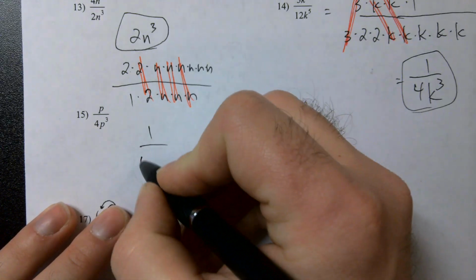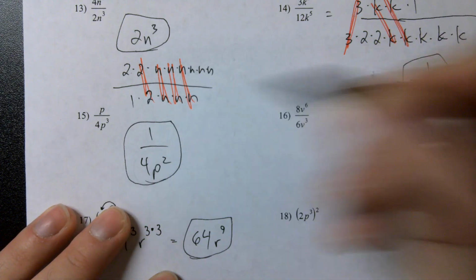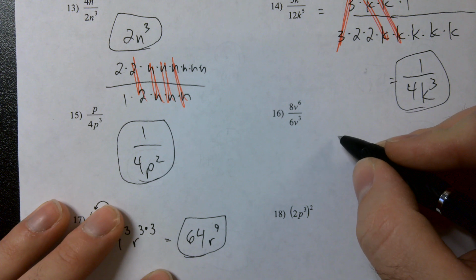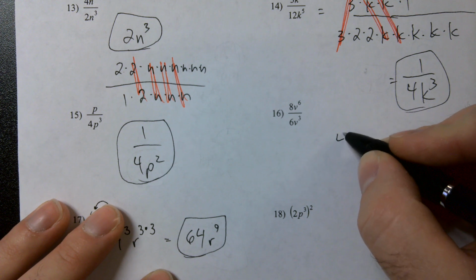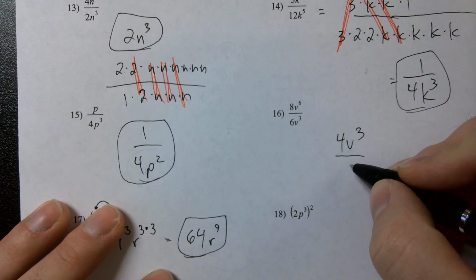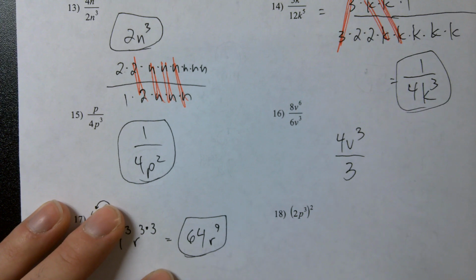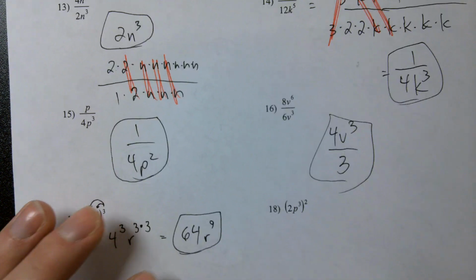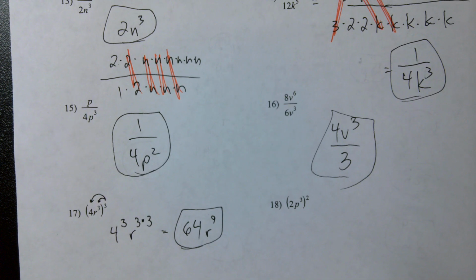Number 15, 1 over 4p squared. Number 16, 4v to the 3rd over 3. Does that look right to you, number 16? Yeah? Okay. Cancel out a 2, 3 of the v's. Yeah, that's what we get.